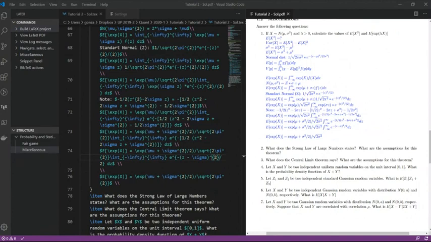So I'm assuming you guys are really comfortable with turning any exponential value into an integral and solving it. You don't need math, you just need logic, right? So the law of large numbers.